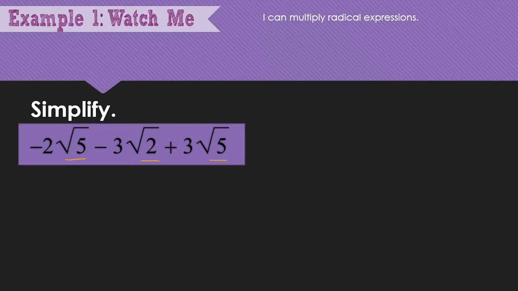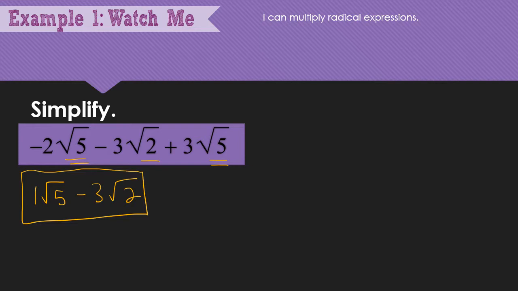I can't simplify them any further. But I can notice here that I do have some like radicals. Right here, I have 2 that have the square root of 5 with them. So just like we would if they were like terms, we just add the coefficients. So I have -2 plus 3, that's going to give me 1 square root of 5 minus 3 square root of 2. I can't simplify any further because these are not like radicals. So that would be my final simplified answer.